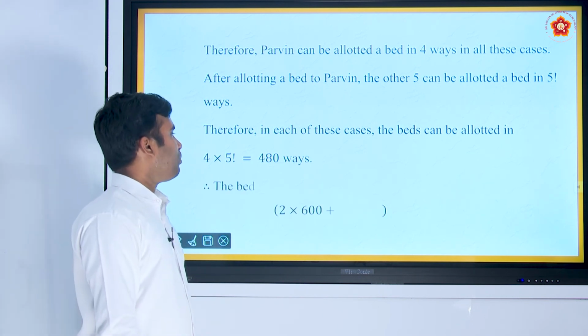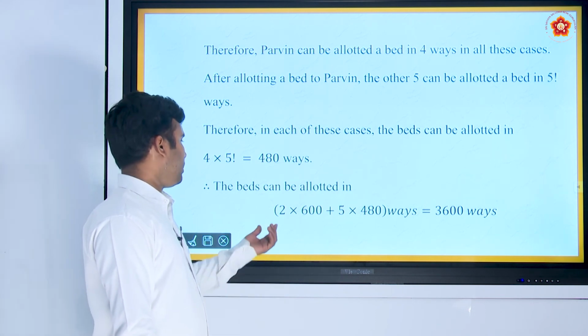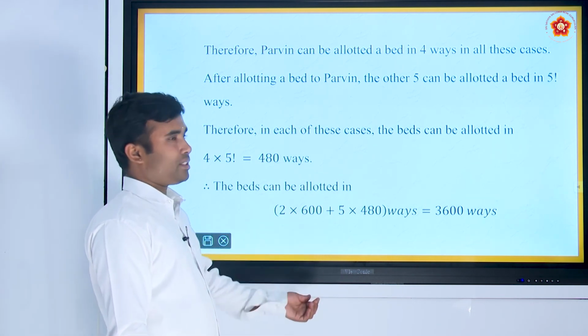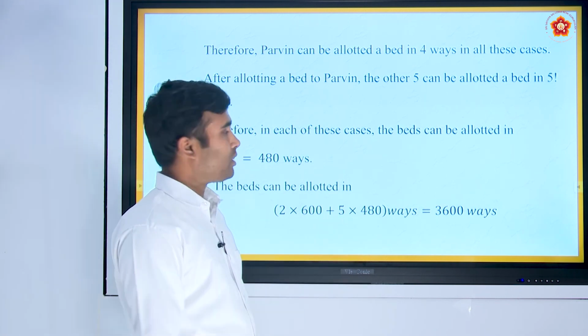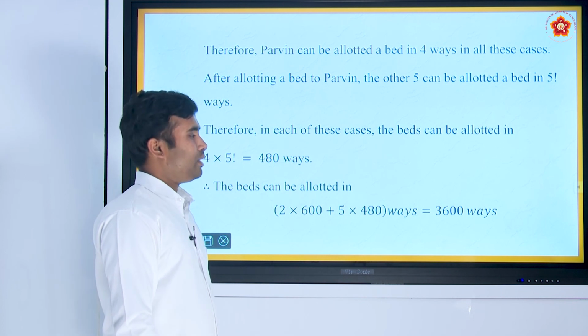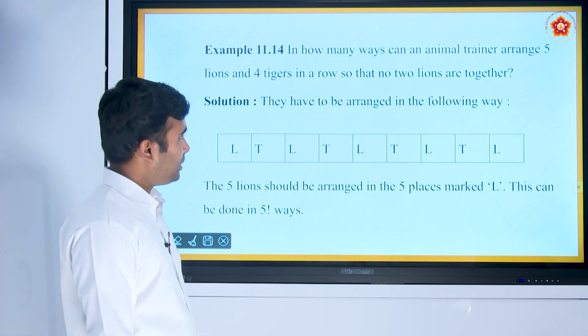That will be 480 ways, and the number of ways will be 2 into 600, which is the first case, plus 5 into 480 ways. That is the total number of ways we can arrange the beds. Therefore, it will be equal to 3600 ways I can allot the beds.